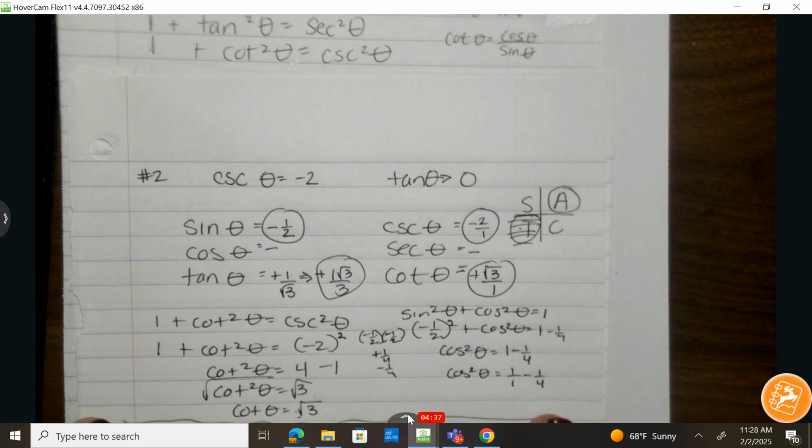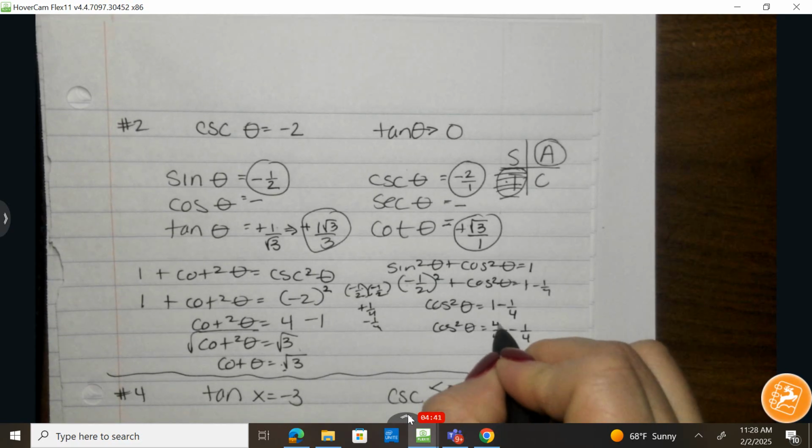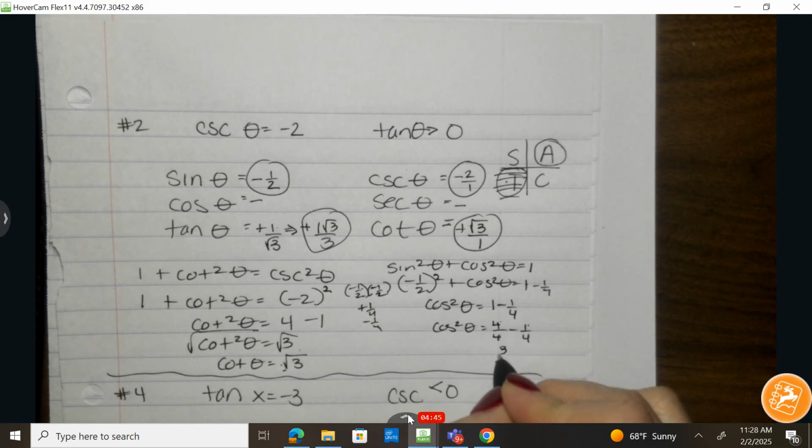We could use a butterfly method. You could use common denominators. I think I'll do common denominators here. Times 4 over 4. I know 4/4 is the same as 1. 4 minus 1 is 3, so I have 3/4.